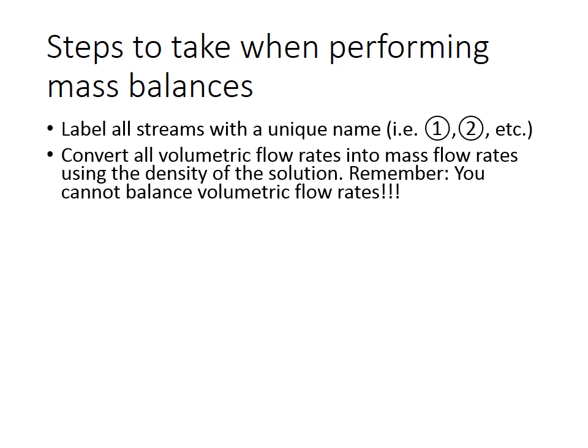And before doing any other calculations, if you're given any flow in volumetric flow rate units, like gallons per minute, liters per minute, cubic meters per hour, remember first to convert it into a mass flow rate using the density of the fluid that you are balancing. You cannot do a balance with volumetric flow rates. You must convert to mass first.